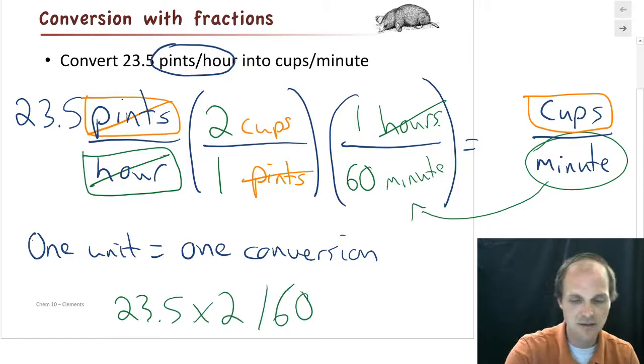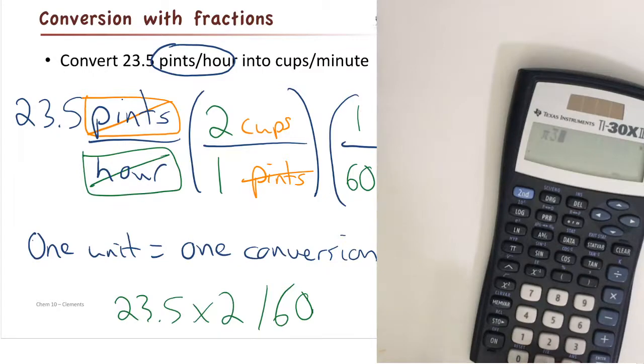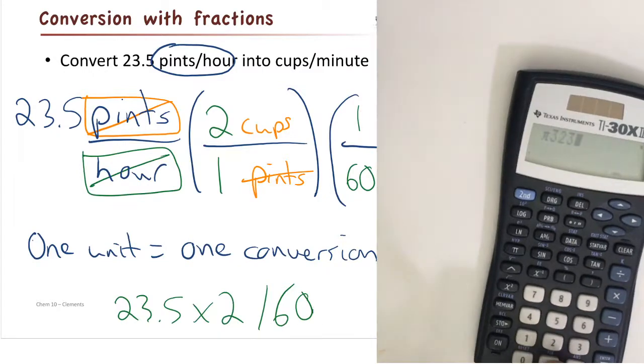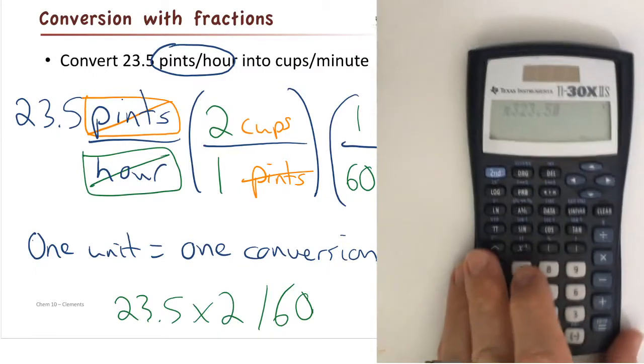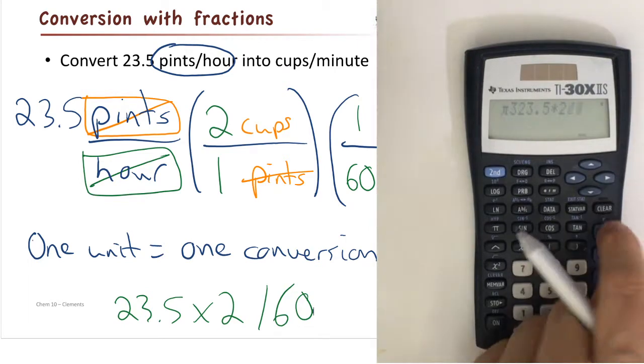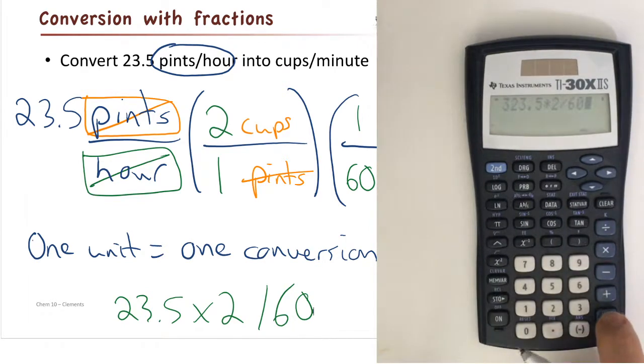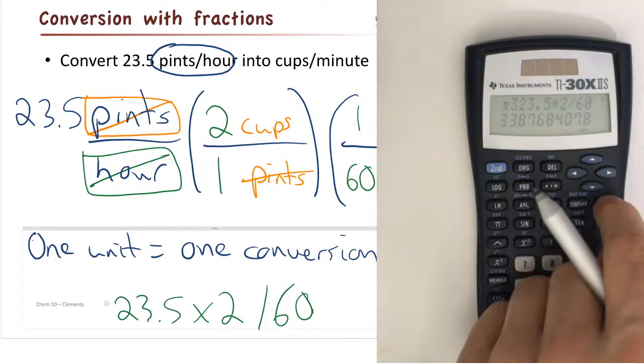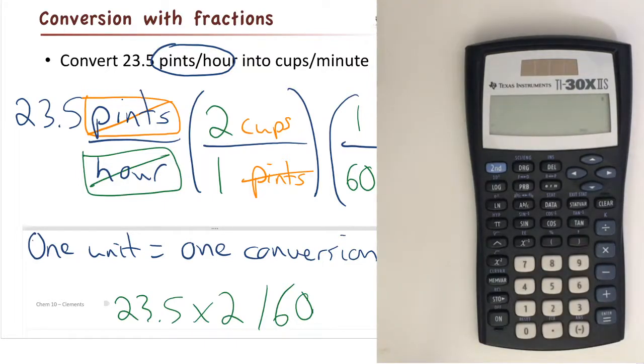Let's go ahead and do that. So we get 23.5, and we're going to multiply times 2, and we're going to divide by 60. And when we hit enter, we get a wrong number because I didn't look at my calculator first. And notice that there was a pi 3, right? When your calculator is doing funny things, sometimes it has some old numbers up there.